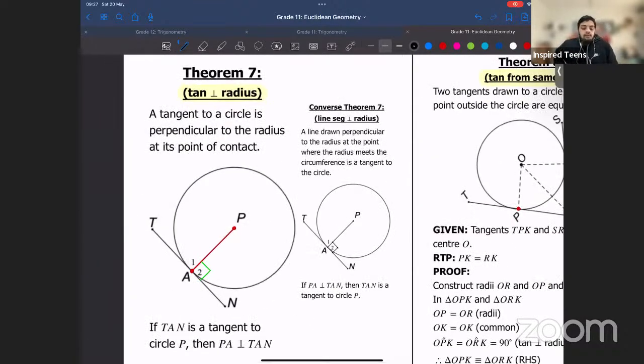Let's move on to theorem 7, tangent perpendicular to radius. It says a tangent to a circle is perpendicular to the radius at its point of contact. So what is a tangent line? A tangent line is a straight line drawn on the edge of a circle, in this case, that only touches the circle at a single point.